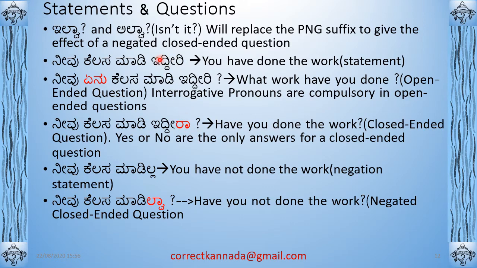Now if you want to change a statement into an open-ended question, you have to insert an interrogative pronoun. It could be ಏನು, ಯಾಕೆ means why, ಏನು means what, ಯಾವಾಗ is when. Any of the pronouns you can insert depending upon your context. That's an open-ended question, right? This is a closed-ended question. You just have to drag the last letter with a. Re means remove the e and make it ra. If it's got a ya, make it ya, like that. And for negation, you just have to remove the png suffix and add illa or alla, depending upon whether you're present, past, or future. And if you want to make a closed-ended negation, you just make alva. Have you not done the work, like that?